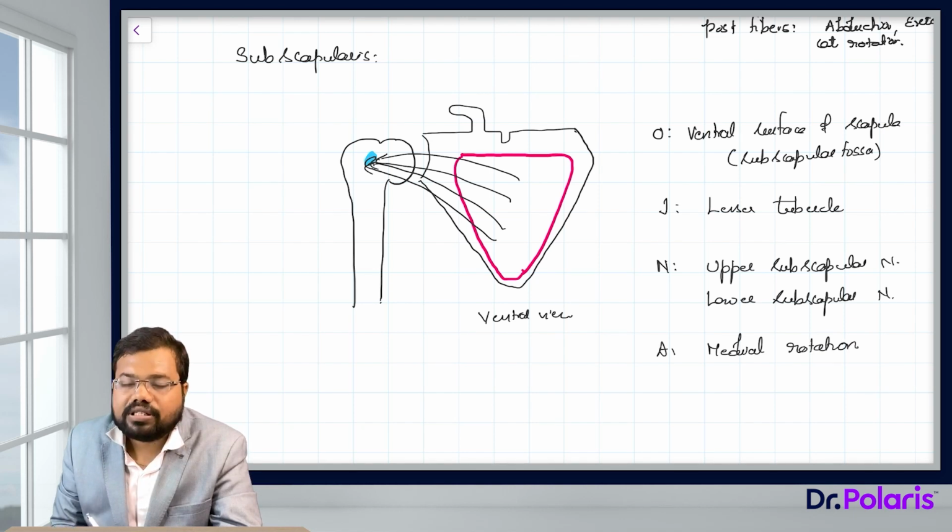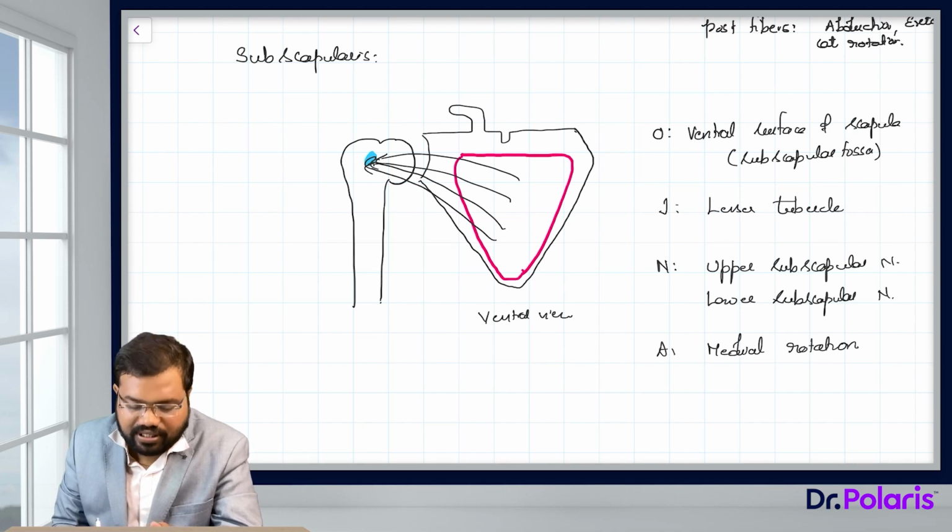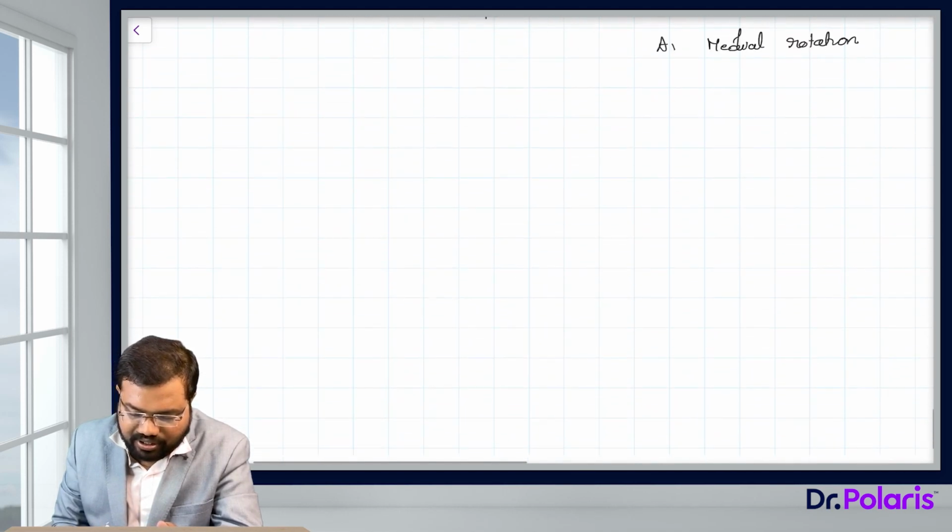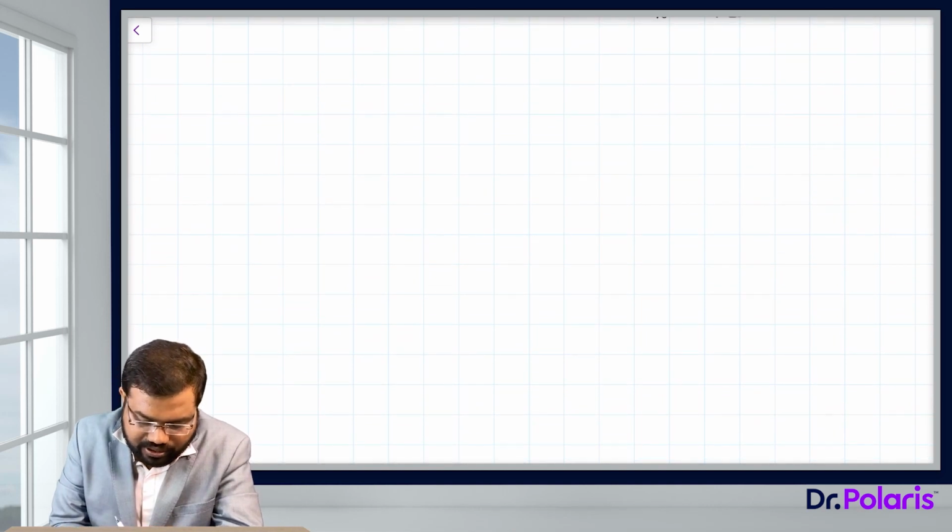This is about the second muscle in that scapulohumeral group. This is on the ventral side of the scapula. What about the dorsal side of the scapula? What are the muscles that are present? First, this is the dorsal view.